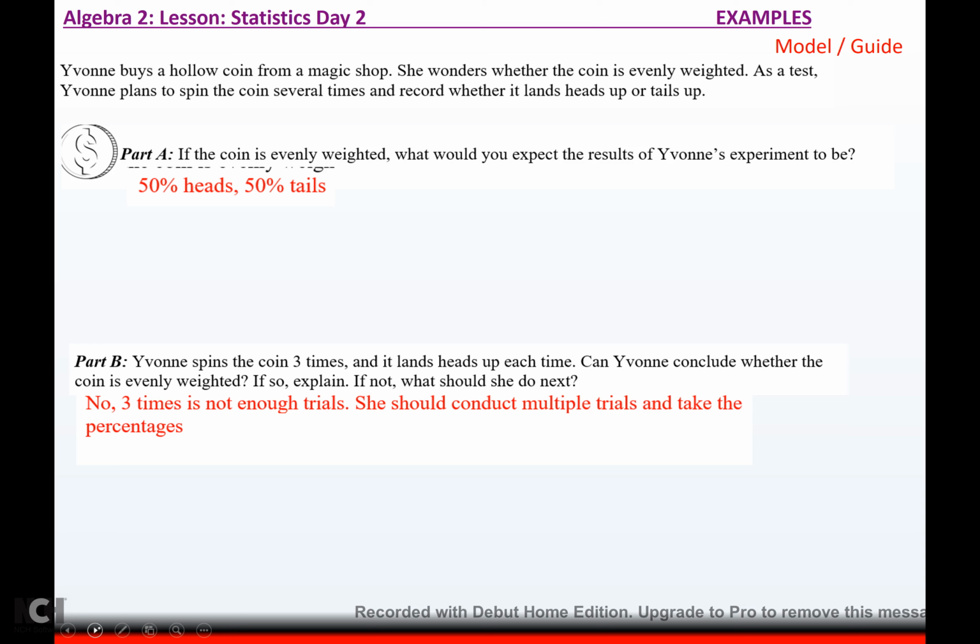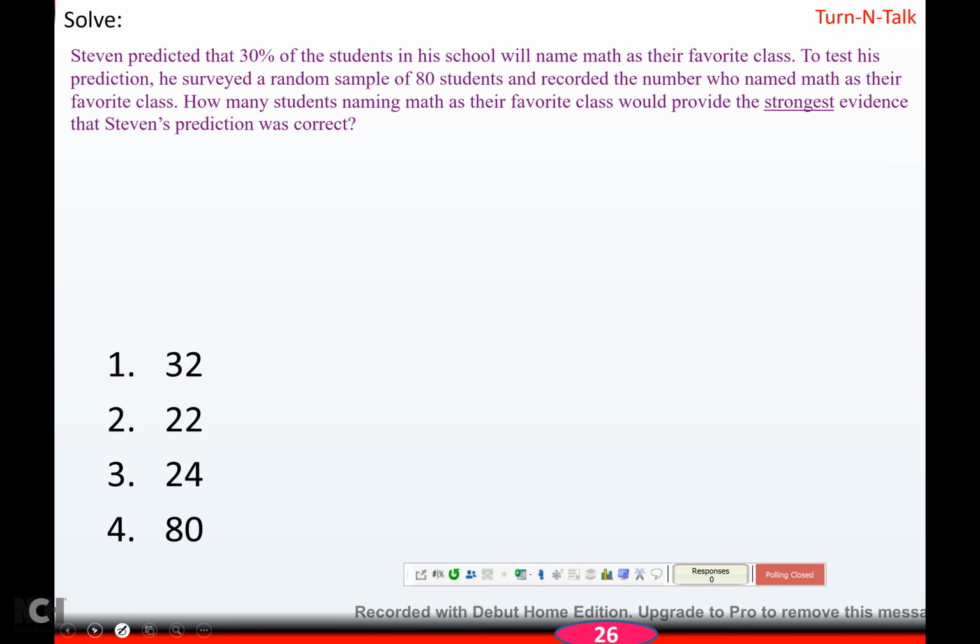Yvonne spins the coin 3 times and it lands heads up each time. Can Yvonne conclude whether the coin is evenly weighted? If so, explain. If not, what should she do next? 3 times is not enough trials. You should conduct multiple trials and take the percentages. Okay? Alright, you try this one, hit pause, come back when you're ready.